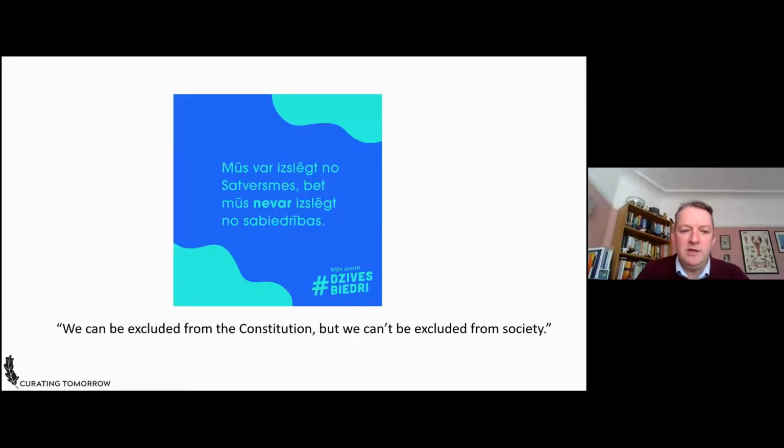And then if we take these Latvian examples, this is a poster from one of the campaigns: we can be excluded from the constitution, but we can't be excluded from society. And in some ways we can think that what may be in the law is not necessarily entirely consistent with people's rights. And so, of course, museums have to uphold the law, but they can also help people explore rights more broadly.